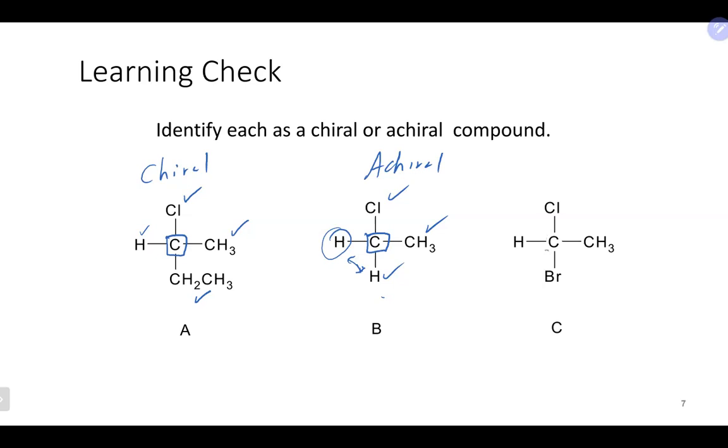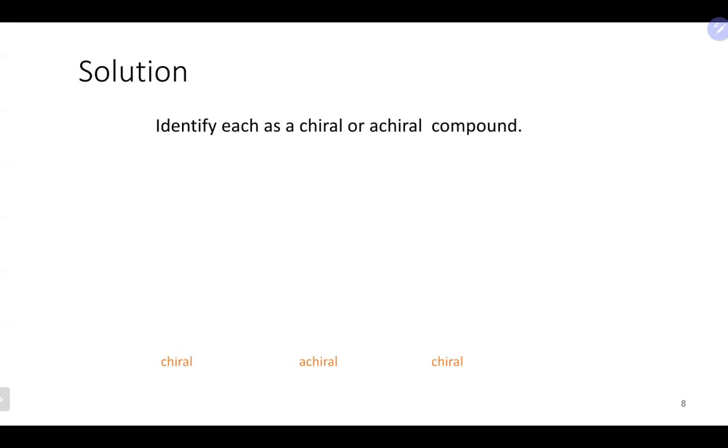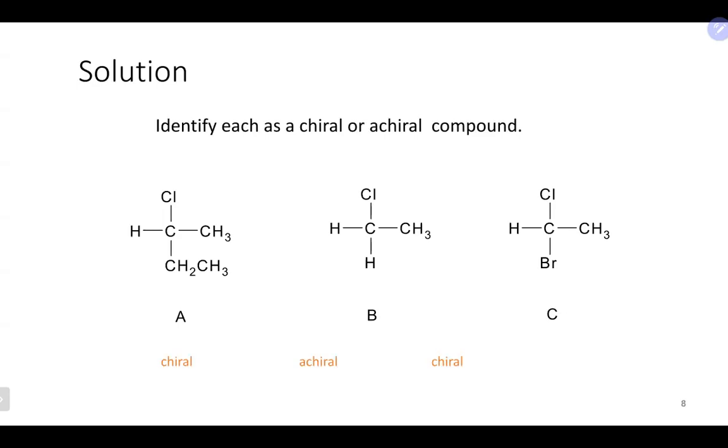And lastly, here we have a chlorine that's different than a methyl, that's different than a bromine, that's different than a hydrogen. So that is 4 different groups, which means it will be chiral. And again, here the mirror image will not superimpose on each other. Any questions on any of those there? Hope it agrees. I think it does, so that's good.